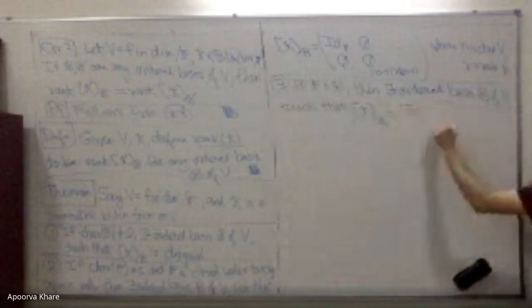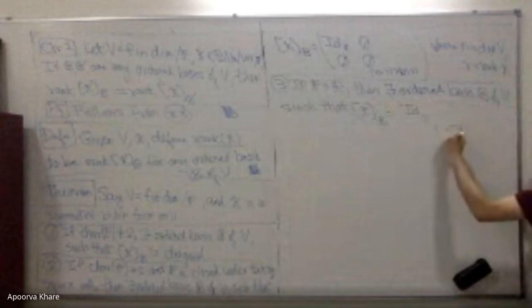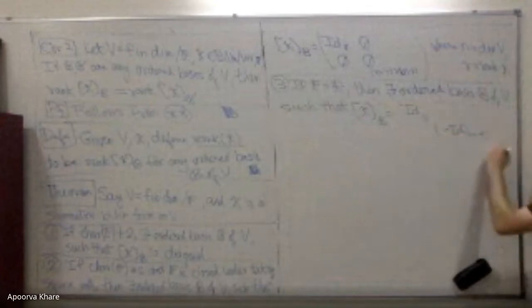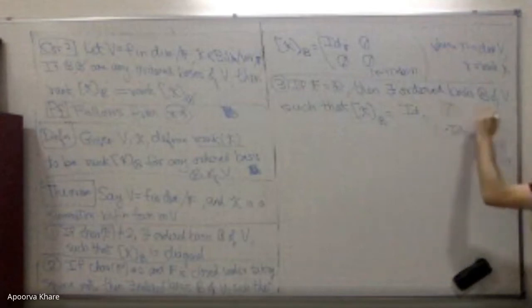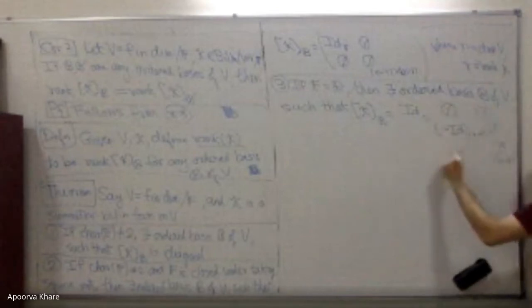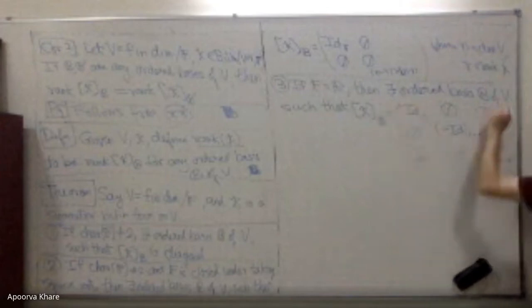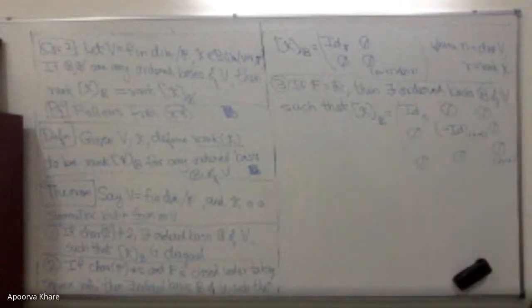Identity of size S cross S, minus identity of size R cross R minus S, and zeros for n minus R. And of course, all zeros. That's how it is. These are the three theorems. These are the three statements. Again, the rank is R and so on.